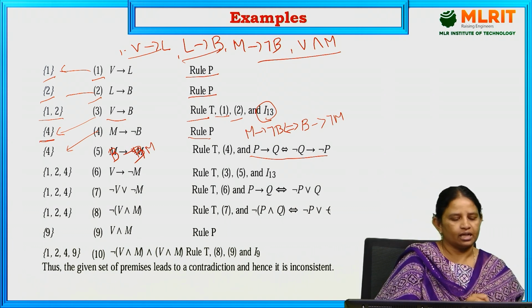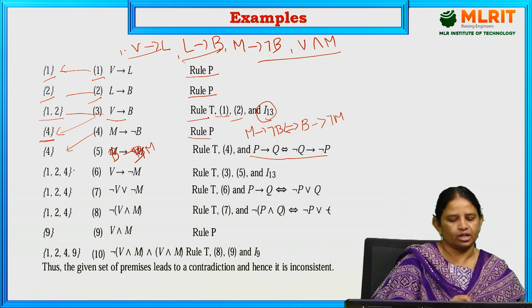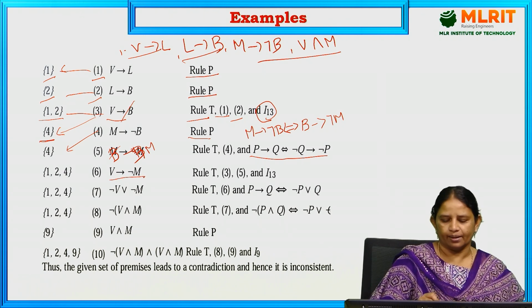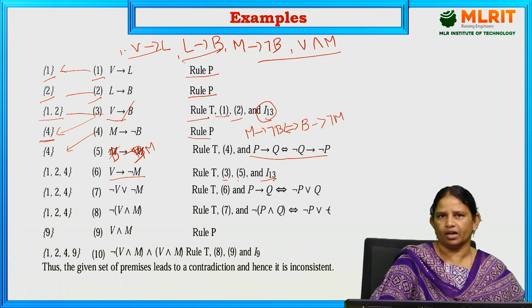So after that, from 1 to 4, V tends to B, and B tends to negation M. What are you going to derive? B gets cancelled. V tends to negation M is derived from steps number 3 and 5 and implication rule number 13.